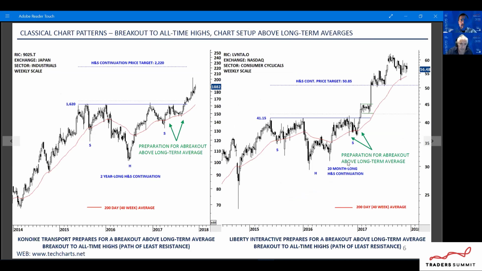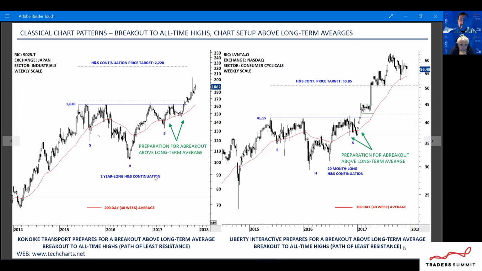The next one is breakout to all-time highs, chart setup above long-term averages. Now, I'm using the 200-day moving average on my charts as a trend filter. I want to see breakouts taking place above the long-term average, the bullish ones, and the bearish ones below the moving average. So if you see, for example, a chart pattern like this, by the way, this is another stock, unlike the chart on the right-hand side we've just discussed, another head and shoulder continuation.